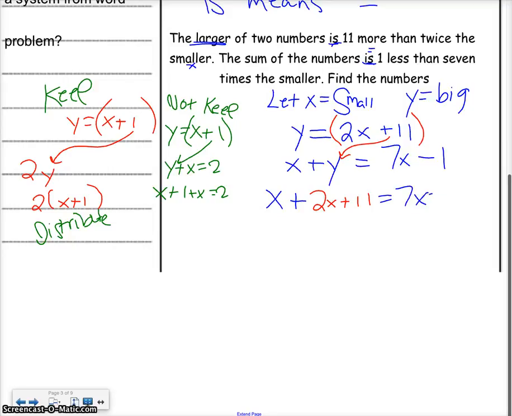Equals 7x minus 1. Now I'm going to solve. Combine my x's, and I get 3x plus 11 equals 7x. I'm going to go ahead and multitask, right? Plus and negative 1.